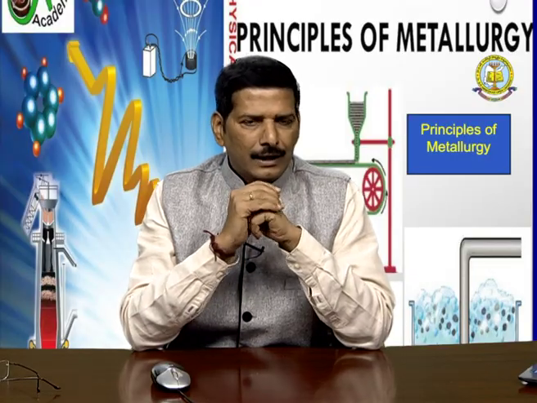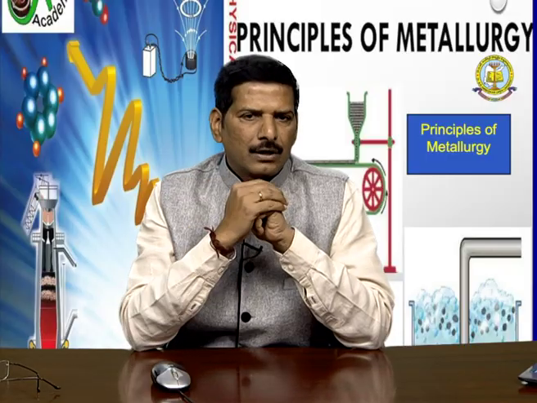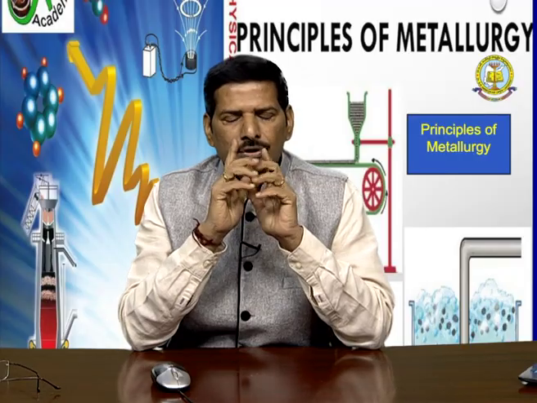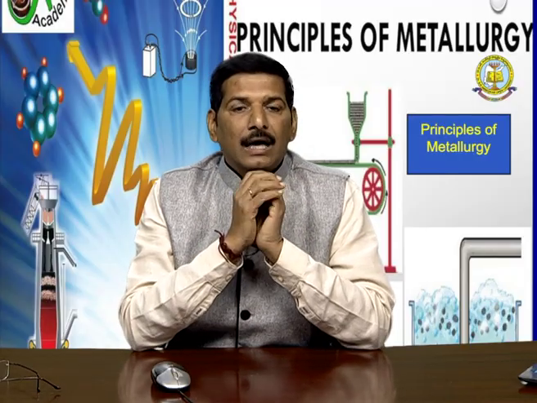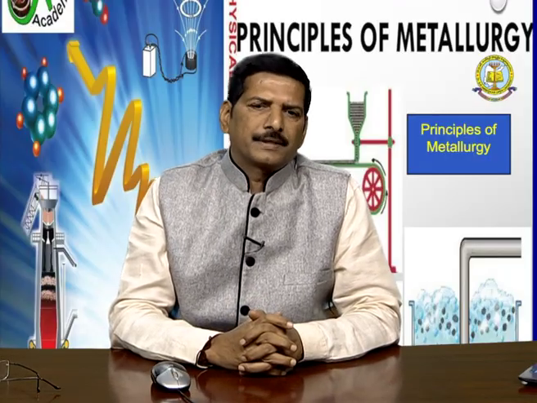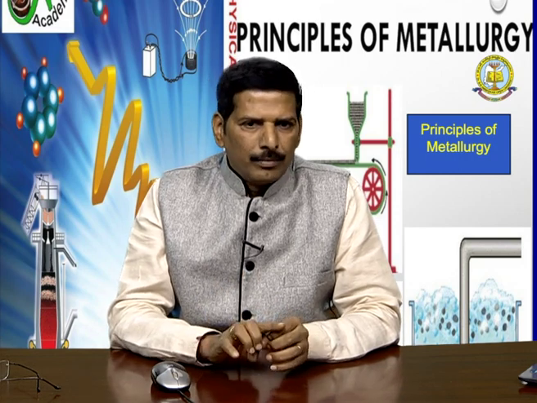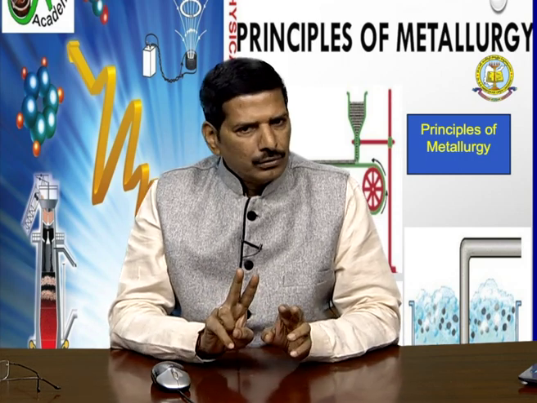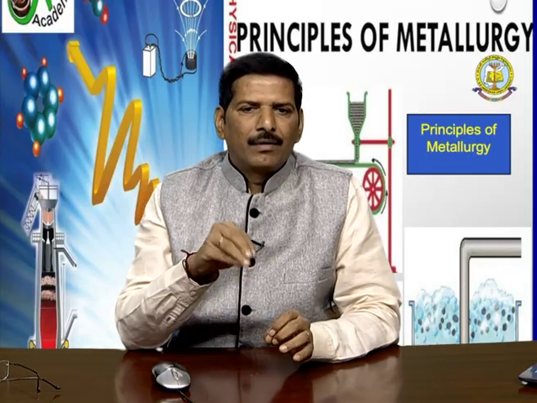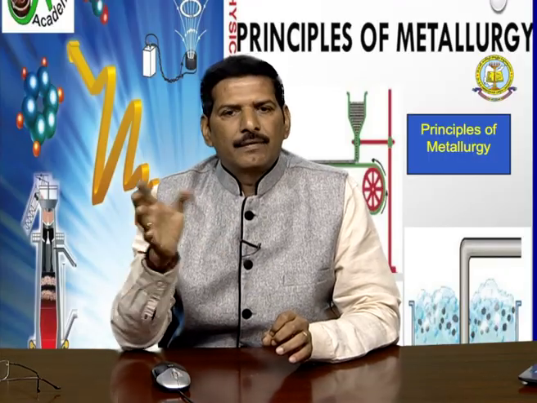You see one thing, in the entire periodic table, I told you just now 90% are metals. But in the earth crust, the most abundant metal is aluminum. So aluminum is available in the earth crust in the highest percentage. And the next one is iron. These two metals, aluminum and iron, are not available in the free state. They form chemical compounds in nature. In the same way, other metals are also available like this.